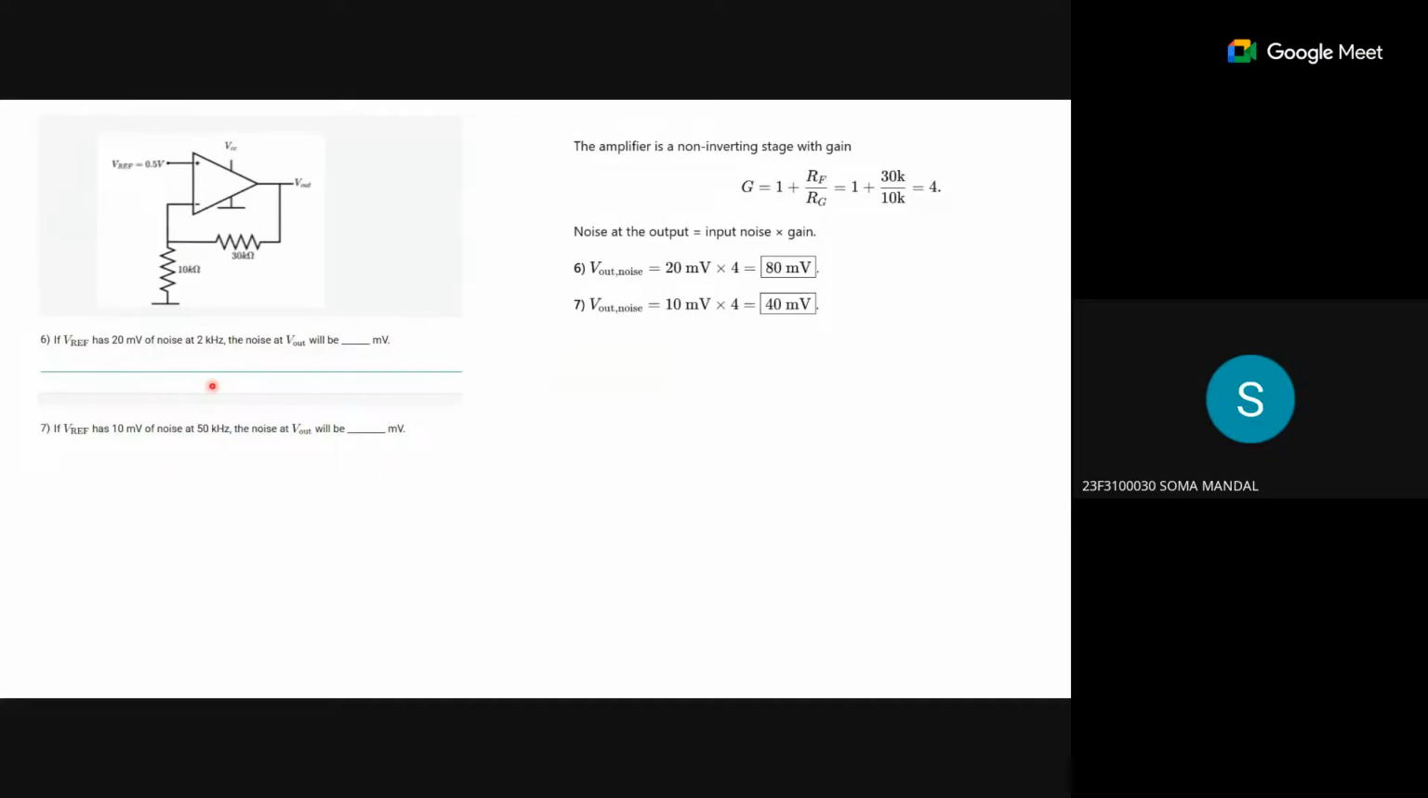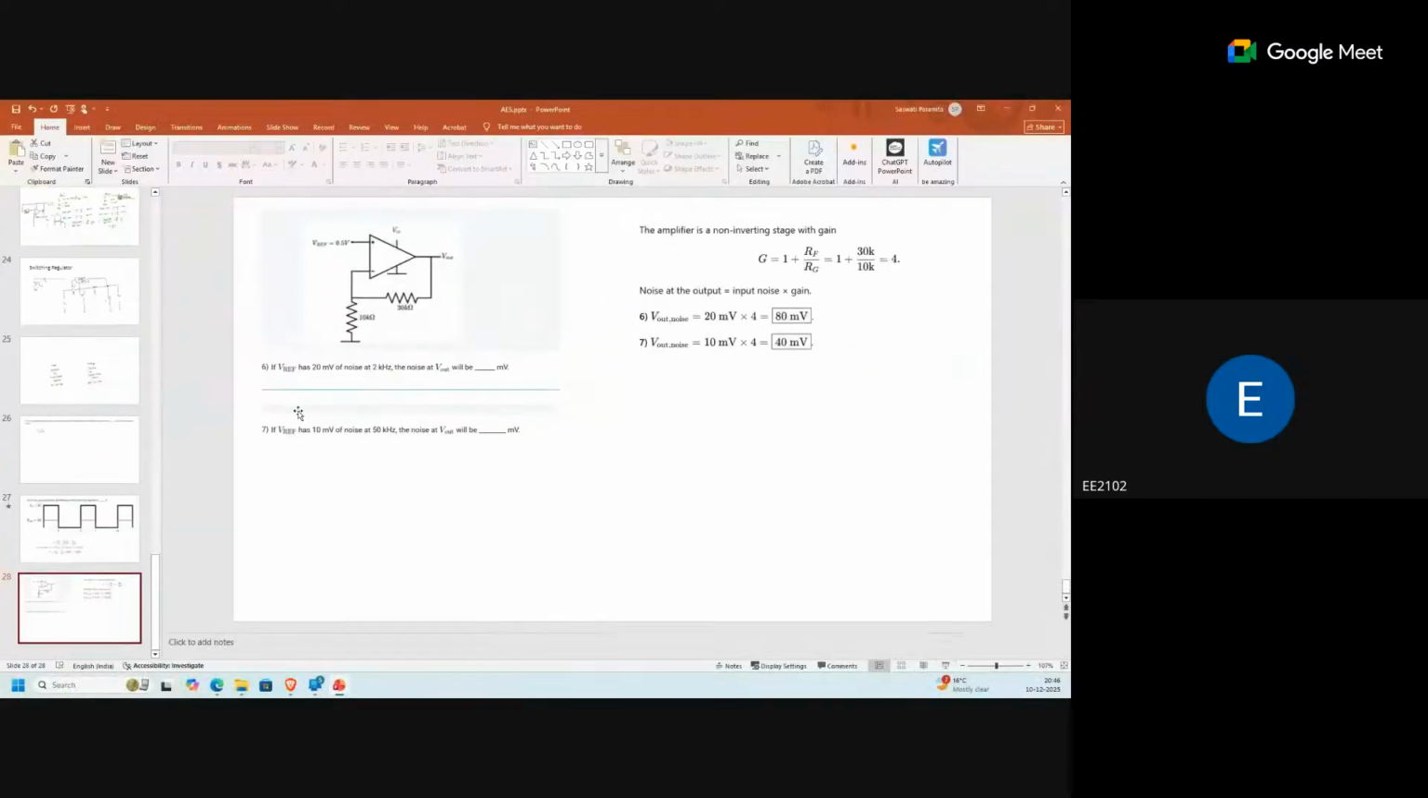Input noise will continue in the output also. Okay, this is just a few questions related to the regulator. So I think you can do more questions which are given in the practice material.